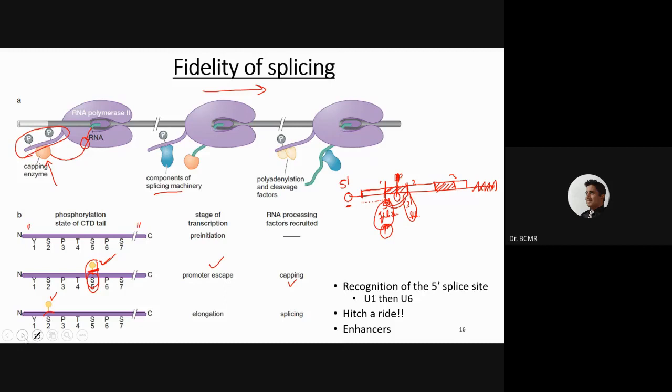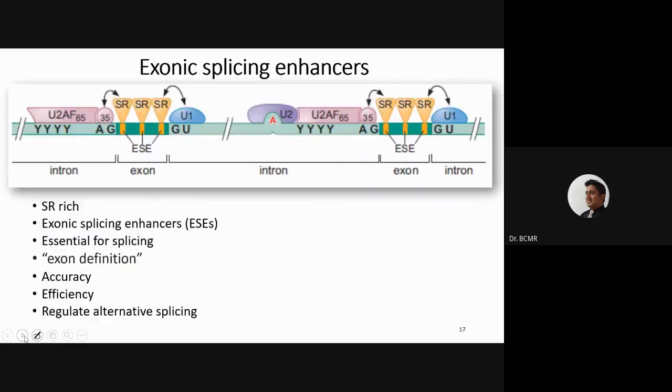But that's not all. There is also another way splicing fidelity is achieved. There are several sequences, and the first one I would like you to focus on is the exonic splicing enhancers. These are sequences present within the exons, and they have affinity for proteins called serine arginine rich proteins. Those are called SR proteins.